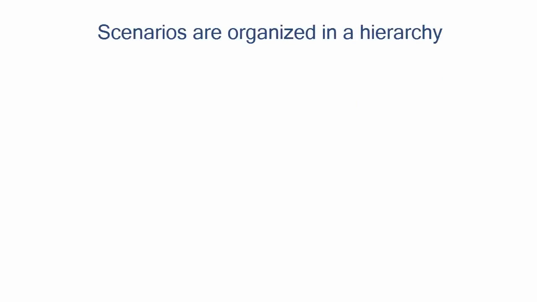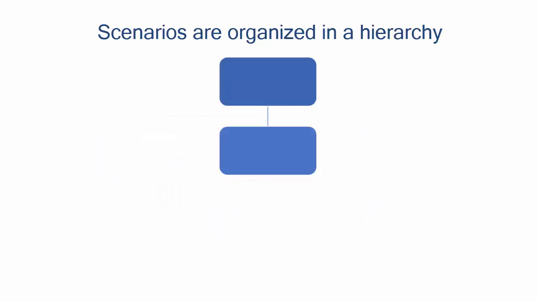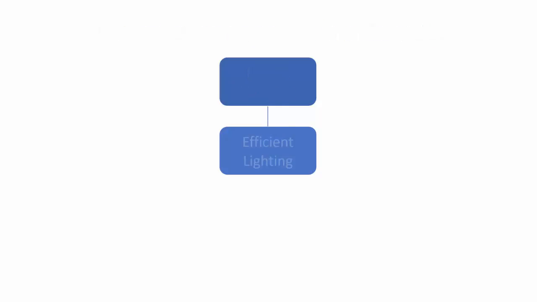To minimize data entry, scenarios are organized in a hierarchy so that when you create a new scenario, it inherits expressions or data from the parent scenario. In this case, the parent scenario to efficient lighting is the reference scenario. Since we have not modified any of the data for the efficient lighting scenario, the reference and efficient lighting scenario are currently identical.